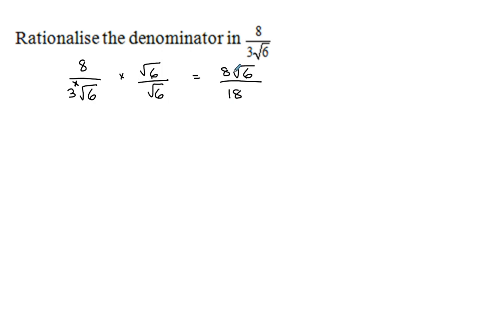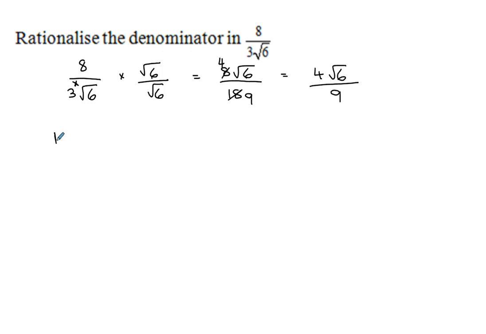And then let's simplify it more. They're both even numbers, so we can divide by 2. So that would be 4, and that would be 9. So our answer is 4 surd 6 over 9. Good. Let's try one more.